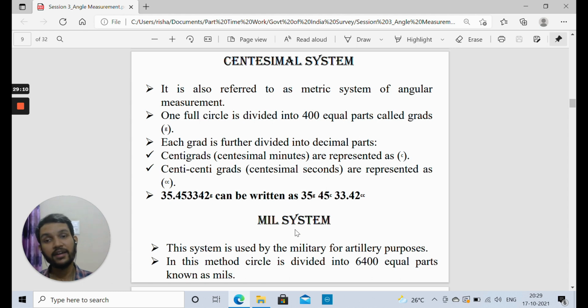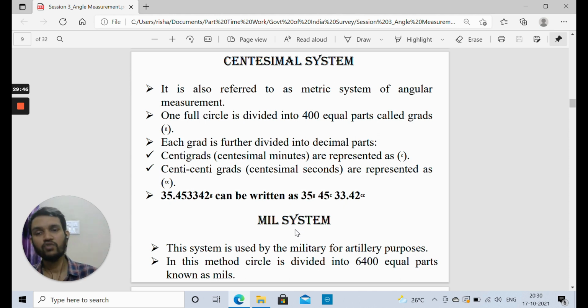It again has 100 equal divisions, and in this the conversion is very easy. If any particular angle is given to us like this, 35.453342 grads, and we need to convert this angle into grads, centigrads and centigrads, then what we can do is report the angle written before the decimal as 35 grads, and then thereafter 0.453342. So firstly it will be 45 centigrads, and then 33.42, that value which is left, centigrads.